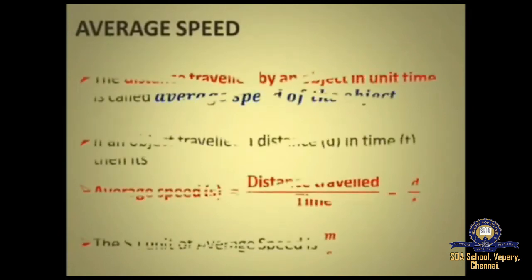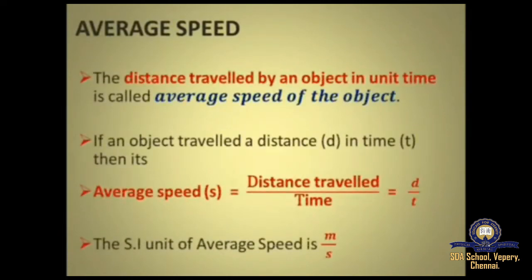Next we'll move on to what is average speed. So what is average speed? The distance traveled by an object in unit time is called the average speed of the object. That is, if an object traveled a distance d in time t, then its average speed is given by the formula distance traveled divided by time taken. We denote the distance by d and the time by t. So it is represented as d by t.